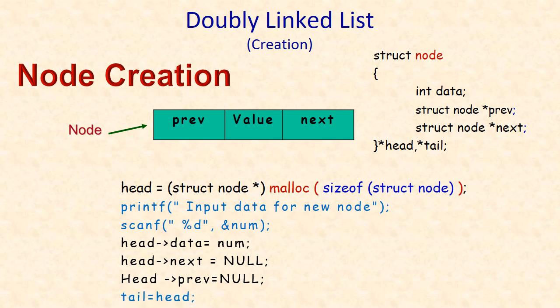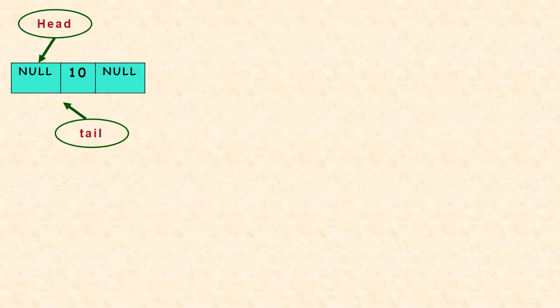And what about the tail? There are no further nodes, only one node exists. Then we will call the same node head and the same node tail. That is why I wrote tail is equal to head. Then head and tail are pointing to the same node, which has previous as null, next as null, and a data value of 10. Now let us proceed by creating more nodes and linking them together.